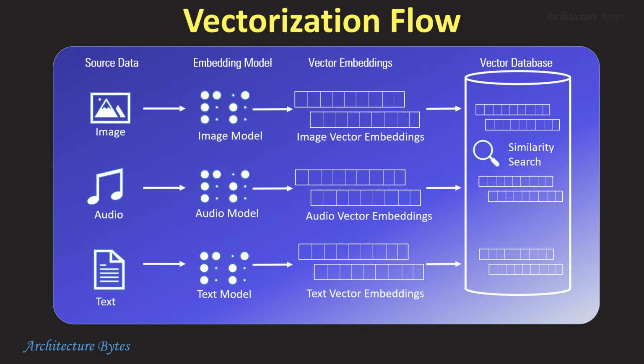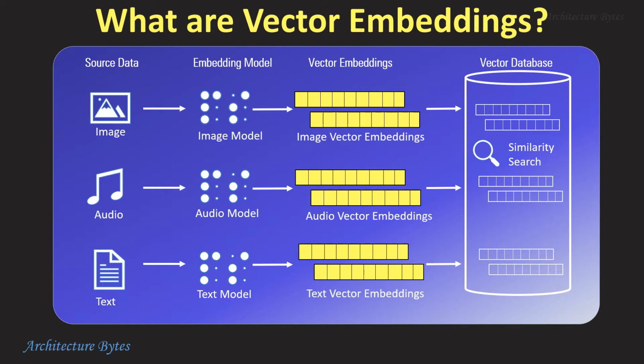Here's a diagram that shows how vectorization is done. Source data is fed into an embedding model to convert it into vector embeddings that are then stored in a vector database, where they are indexed and available for search. So vector embeddings are simply an array of numbers.